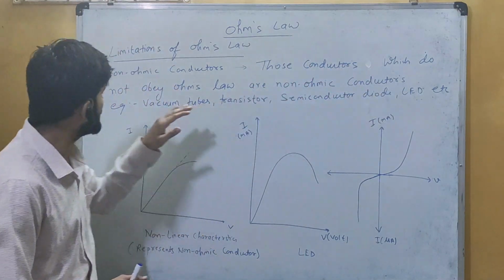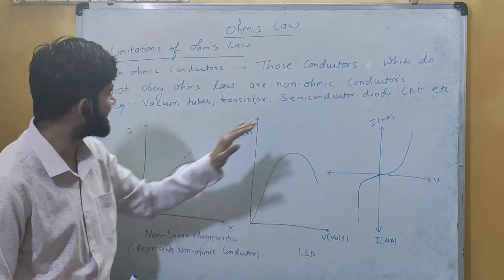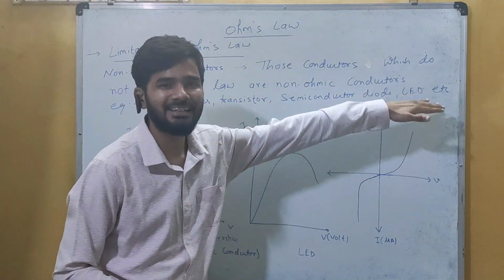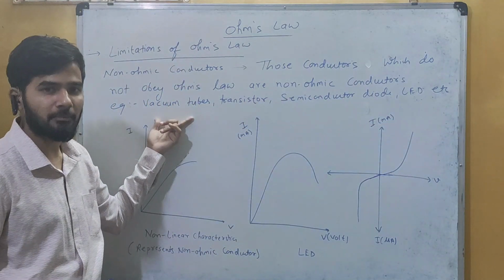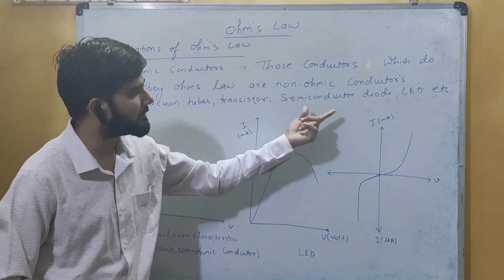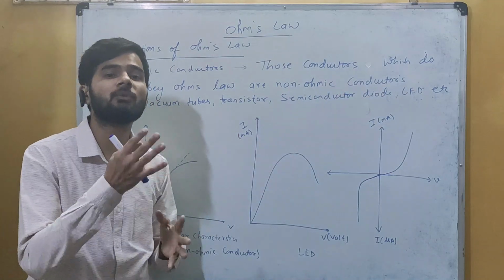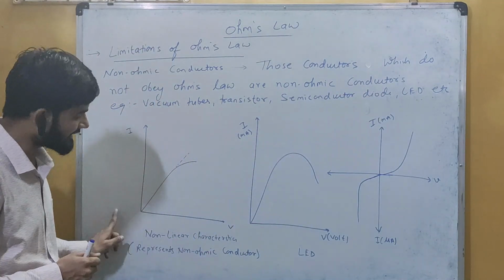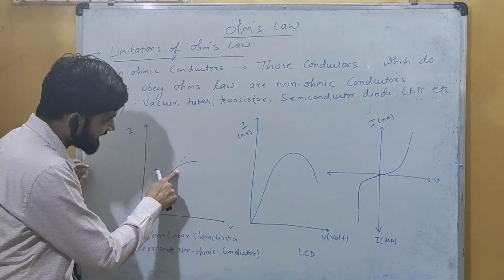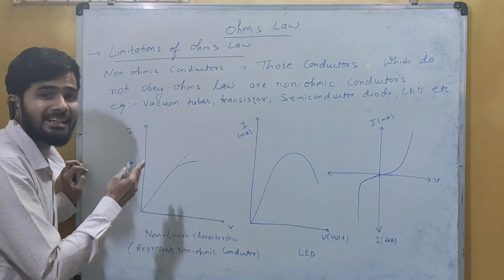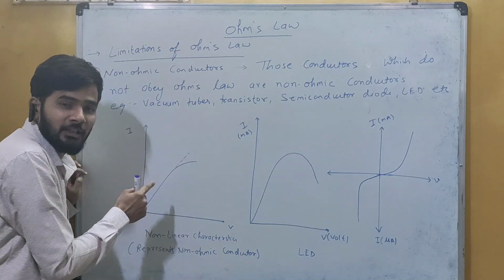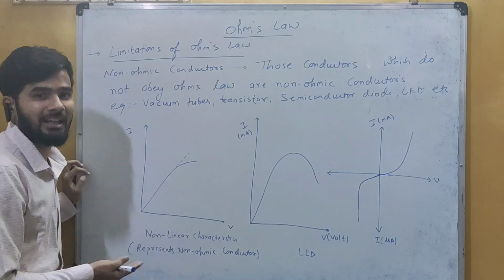So those conductors which do not obey Ohm's law are non-ohmic conductors. For example, vacuum tubes, transistors, semiconductor, diode, LED, etc. Vacuum tubes नाम आपने सुना होगा. बाकी transistors, semiconductor, diode, LED, these all we will see when we study our chapter that is semiconductors. Okay, now here you can see, अगर हमारे पास यहाँ से यहाँ तक पूरा straight line होती, in that case it was ohmic. But जैसे ही यहाँ पर एक curve आता है, so this represents a non-ohmic conductor.